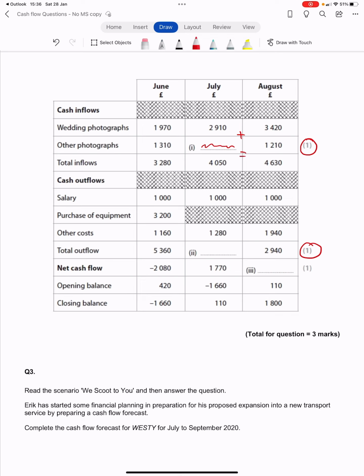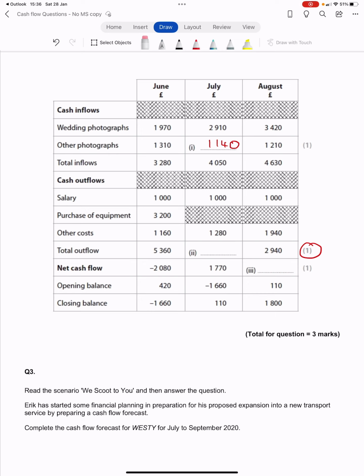So we've got £2,910, and we need to know what figure needs to go here to equal £4,050 total inflows. So we're going to take £4,050 and we're going to knock off £2,910, which is going to give us a total of £1,140. So we're going to put £1,140 in here. And now, just to check our answer, we know that we can add together £2,910 and £1,140, and it's going to equal £4,050. So we know that that answer is correct, and we can move on to the next mark.